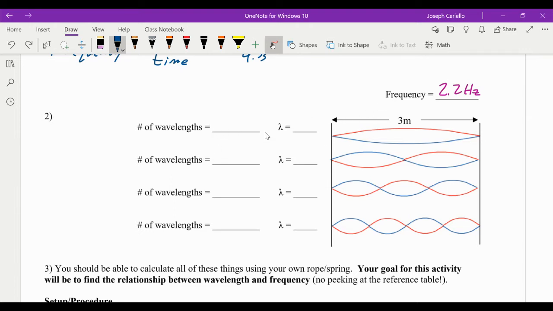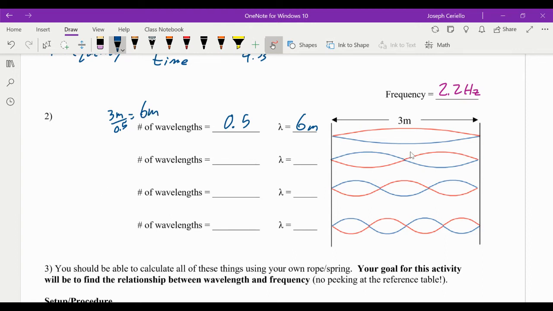The first picture here, how many wavelengths is that? That looks like half of a wavelength, because it's just like one crest or one trough. So how do we get the total wavelength? Well, you might be saying, that's half a wavelength, so the total wavelength is 6 meters. Well, it's not always going to be that easy. So what's a formula we could use? Well, we have 3 meters over half a wavelength, so that's 6 meters.